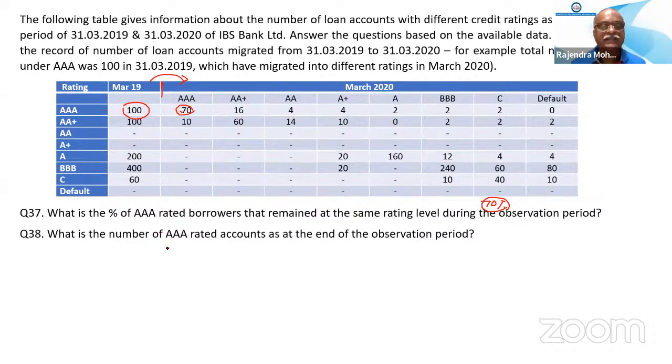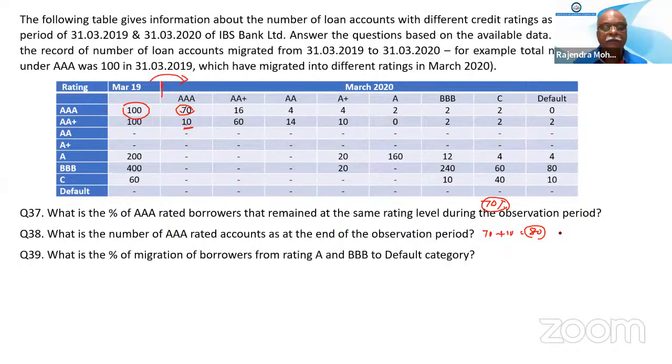Next question, what is the number of AAA rated accounts as at the end of the observation period? Means as on 31st March 2020, what is the total number of AAA? 70 plus 10 becomes 80. So AAA is 80 at the end of March.